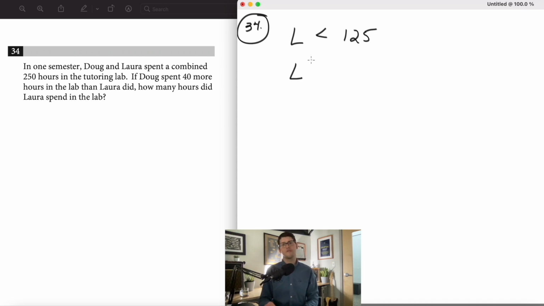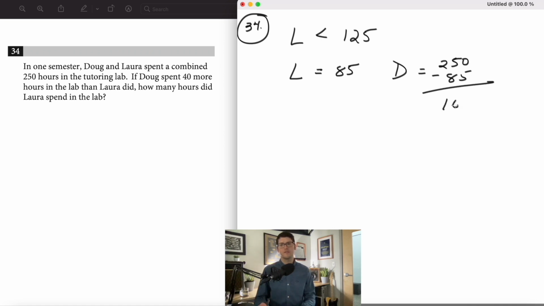Some people might try 40 less, but if you go 40 less for Laura, well, let's try it out just so you can see. Let's say 40 less than half. Now let's say L equals 85. Right? What happens to Doug then? Well, Doug is equal to what, 250 minus that 85? And that's equal to 165. So this is too big of a gap, right? So go to a smaller value for Laura.